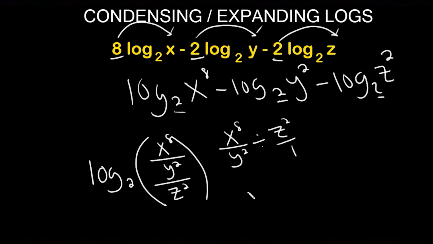I'm going to keep the first fraction, x to the 8th power over y to the 2nd power, change it to multiplication, and then flip. Okay, there it is. And then you just multiply across.